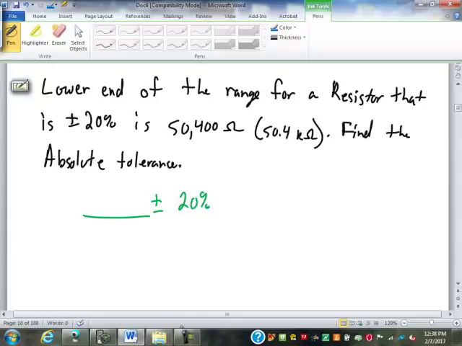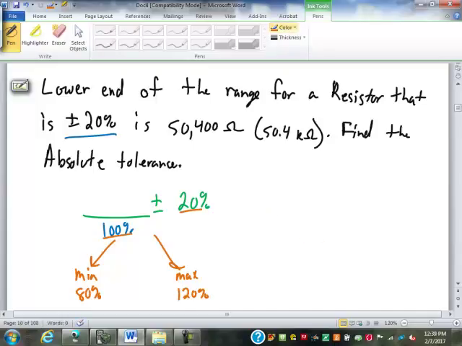Any suggestions? Okay, so we know it's our ideal value plus or minus 20%. But if you think about it, this ideal value, whatever it is here, represents 100%. So you're going to split that up. The minimum value is 100 minus 20%, correct? Which would be 80% of whatever that ideal value is. The maximum is going to be 100 plus 20%, or 120%.